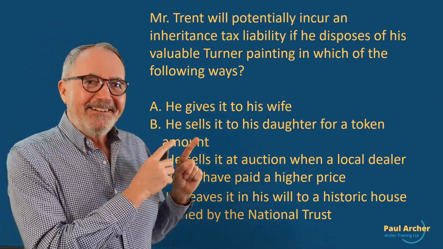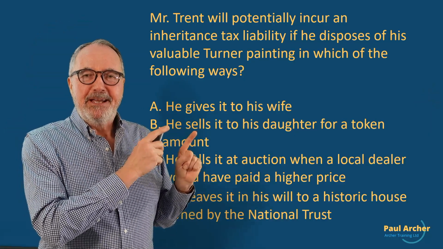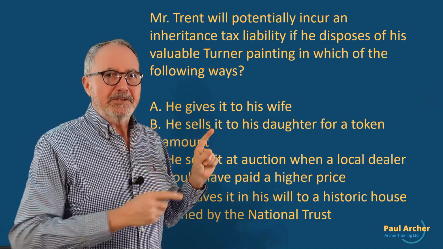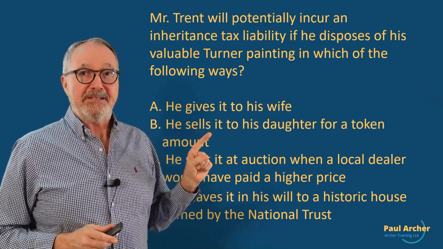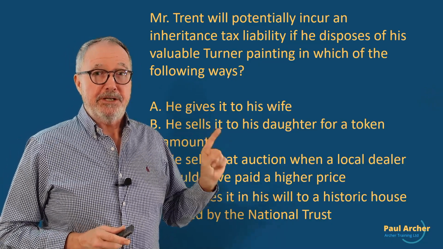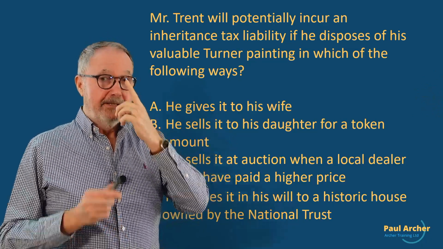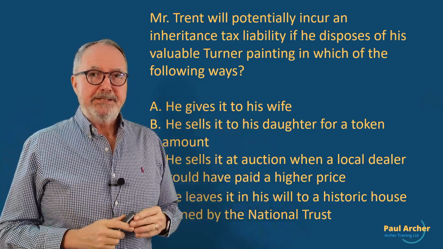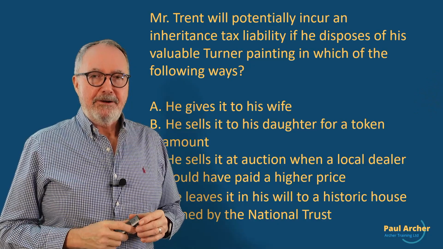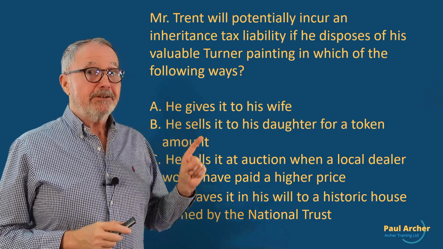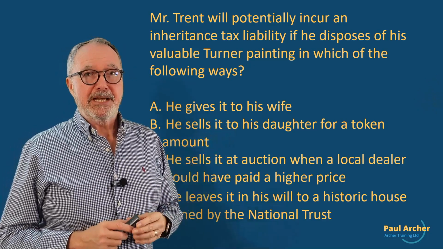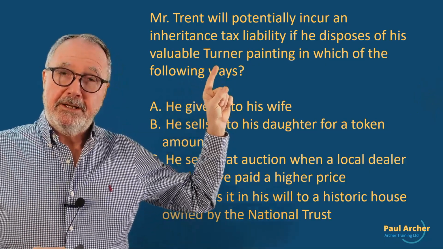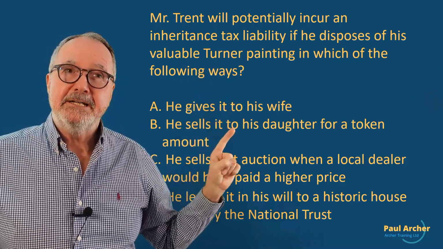The point here, though, is that HMRC, if they get wind of this, will say, hold on, it was worth a couple of £1,000, so that's a PET as far as we're concerned. You've created a potentially exempt transfer. The 7 years start to kick in now, and they will put the value of that painting in his estate for inheritance tax purposes, even though he gave it to her for £1. Makes no difference. So that's an interesting one. So B is the correct answer there. That will potentially incur an IHT liability in the form of a PET.